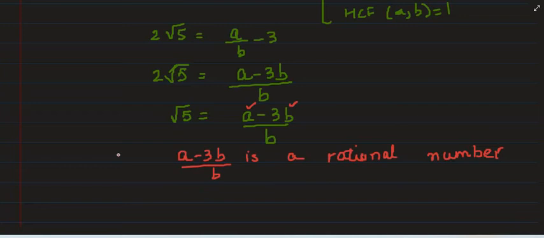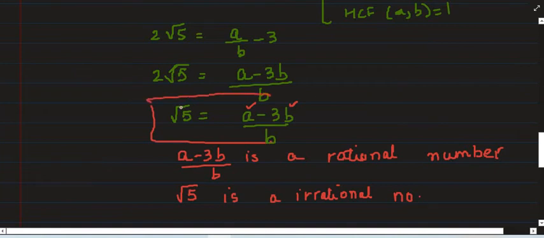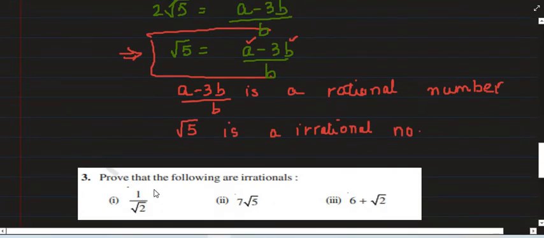And what can we say about square root of 5? We have just proven in the previous question that it is an irrational number. Square root of 5 is an irrational number. So it means they cannot be equal. We cannot say that these two are equal. So this is a contradiction here. So that is why our assumption is incorrect. So this implies that 3 plus 2 times square root of 5 is an irrational number.